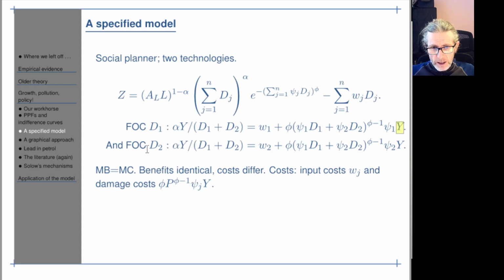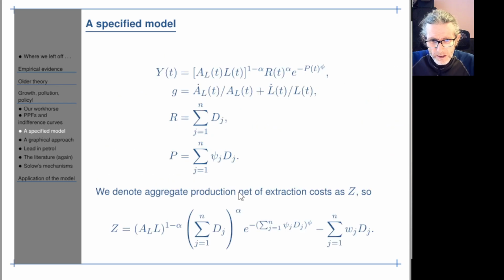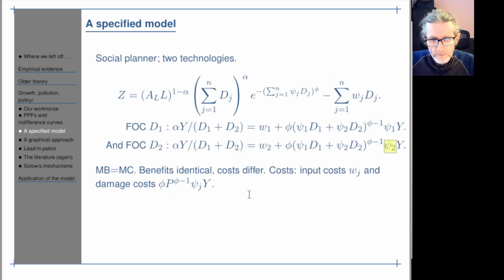And interestingly, for D2, the benefit side is exactly the same, but the cost side differs, because now we have a different extraction cost and a different pollution factor. And remember, we said that, well, have we said that yet? I think we're going to say that the first input is cheap, so W1 is less than W2, but dirty, so psi1 is greater than psi2.